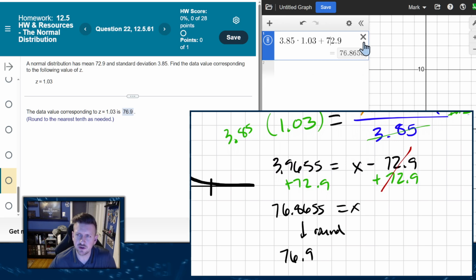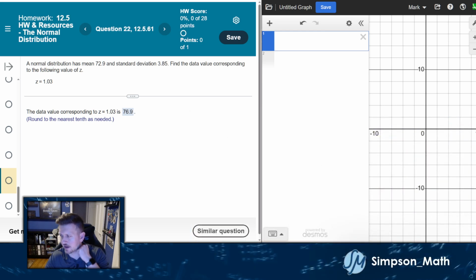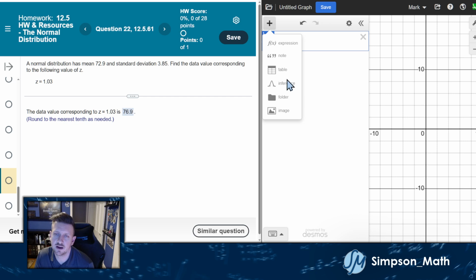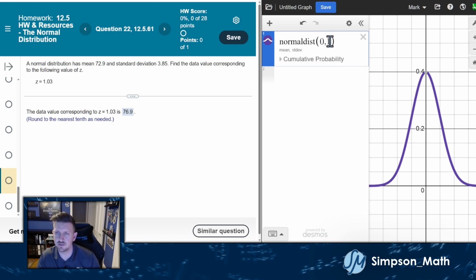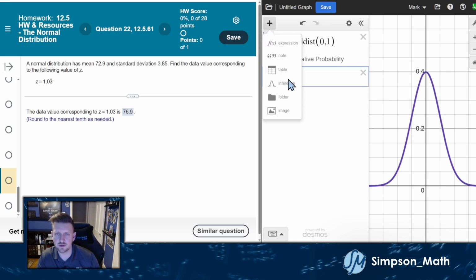All right, let me show you a different way to get this. And this is using Desmos. Like I said, I'm going to kind of backdoor my way into this. So I'm going to put up two normal curves. The first one I'm going to put up is just our standard normal distribution, mean of 0 and 1. Going ahead and typing in 0 and 1 because I want to see them here. Then I'm going to put in another one.